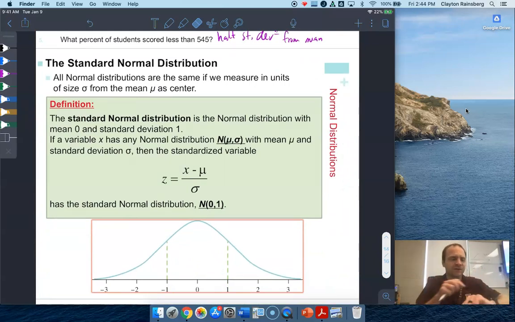The empirical rule is great when it comes to nice 1 standard deviations, 2, 3 standard deviations away from the mean. When they're in between them, we need z-scores. And we're going to use that next.